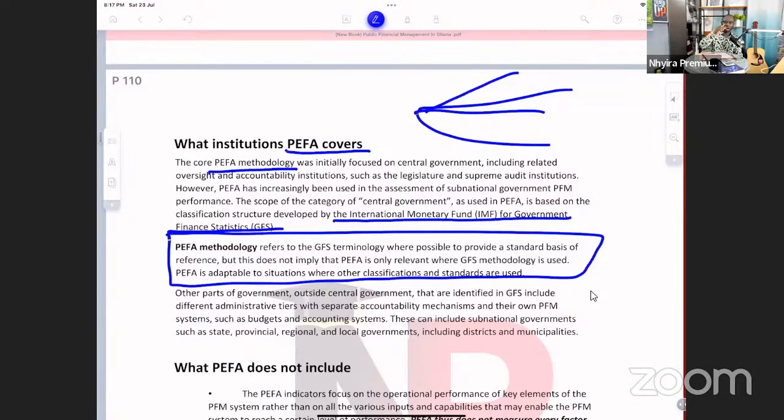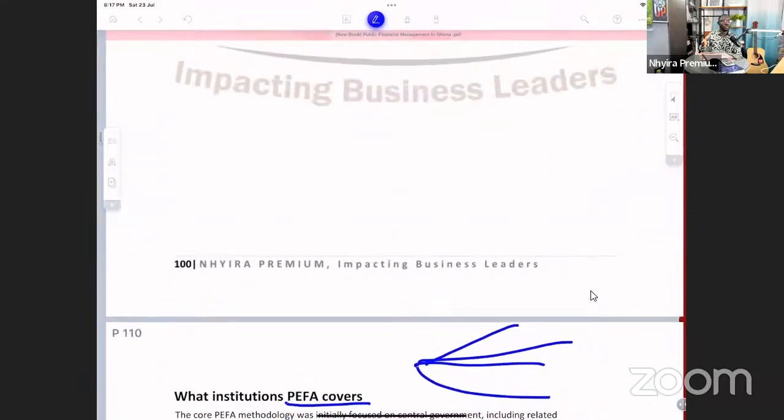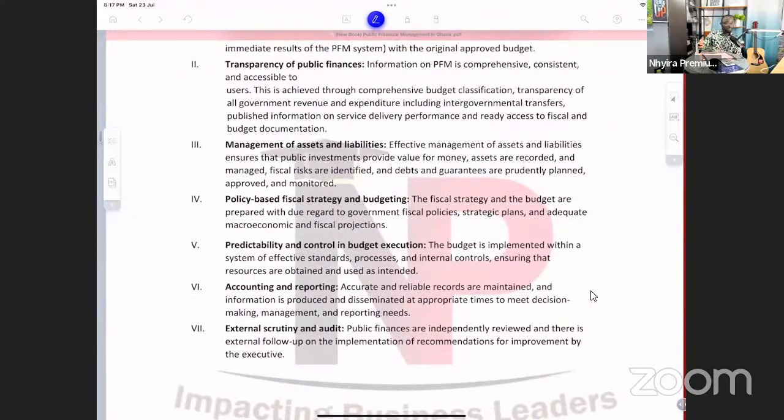So the PEFA methodology simply refers to the indicators that we are using to measure the central government's performance with reference to measuring whether the entity's public financial management system is effective or efficient. So if you ask about the methodology, that is what we are talking about there in relation to that. Let me know if that makes sense for you. That's what you are looking for.